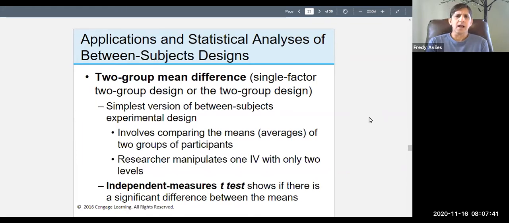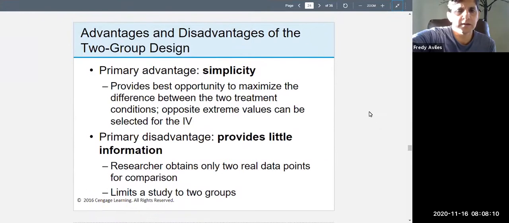And the way to actually do this test is what's called an independent measures t-test, which I actually showed you how to do already when we talked about statistics. An independent measures t-test shows if there's a significant difference between the two means, a significant difference between the two groups. Remember, you're going to have a bunch of scores and you're going to find averages, and this test compares the difference in those averages. So that's one application of the between subjects design.